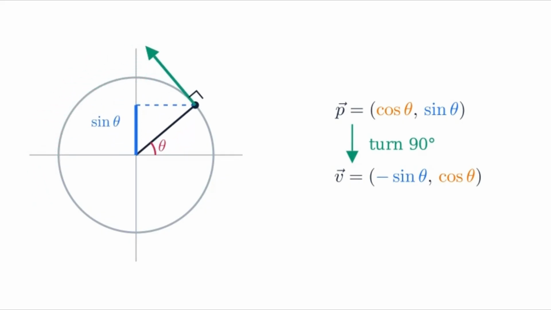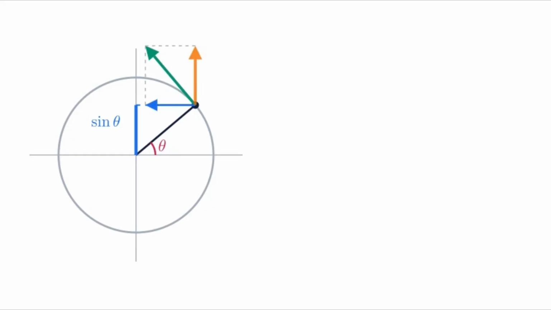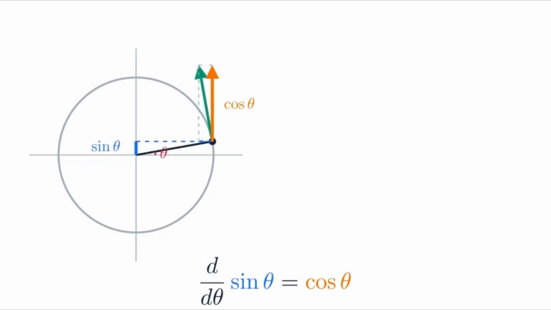Now split that velocity, sideways and upward. The upward part is cosine theta, but the height was sine theta. So the rate the height changes is cosine. That's the derivative. Watch them agree.